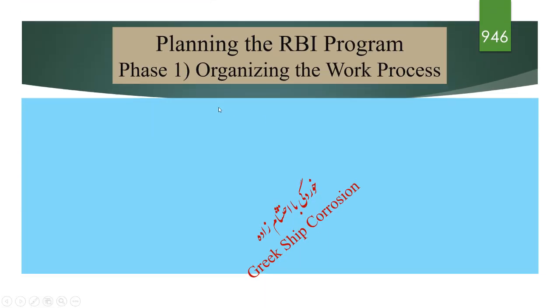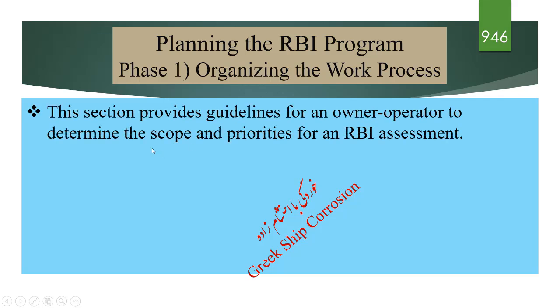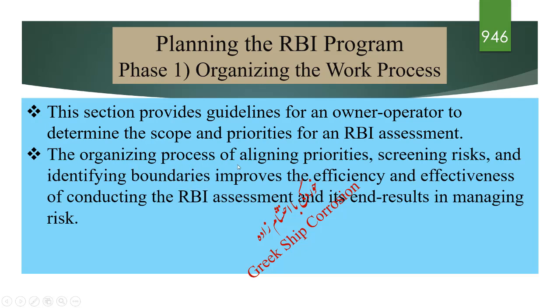Planning the RBI program, Phase 1, organizing the work process. This section provides guidelines for an owner-operator to determine the scope and priorities for an RBI assessment. The organizing process of aligning priorities, screening risks, and identifying boundaries improves the efficiency and effectiveness of conducting the RBI assessment and its end results in managing risk.